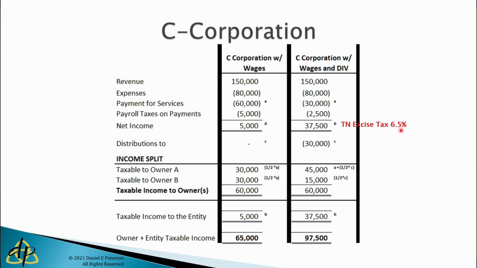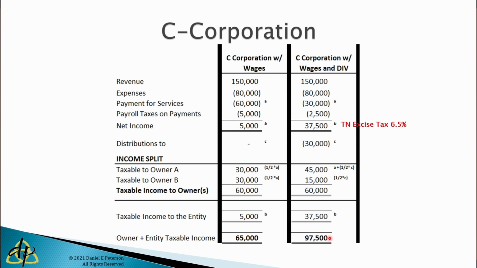The individual owners also receive a distribution of profit of $30,000 in the form of a 1099-DIV, thus reflecting a $30,000 wage for Partner A plus a $15,000 dividend for Partner A and a $15,000 dividend for Partner B. So between the two individuals, they report $60,000 of income, and the corporation reports $37,500 of income for a combined owner and entity taxable income of $97,500.